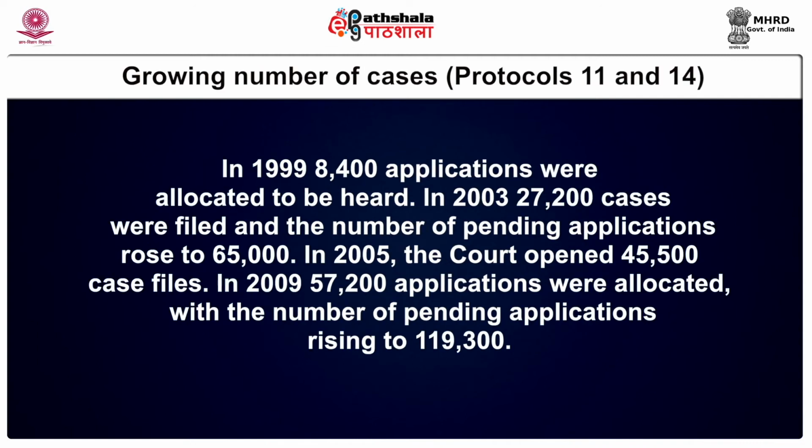In 1999, 8,400 applications were allocated to be heard. In 2003, 27,200 cases were filed, and the number of pending applications rose to 65,000. In 2005, the court opened 45,500 cases, and in 2009, 57,200 applications were allotted, with the number of pending applications rising to 119,300.